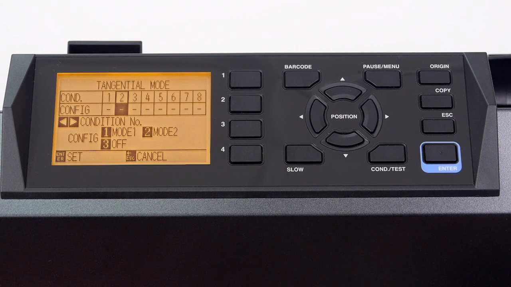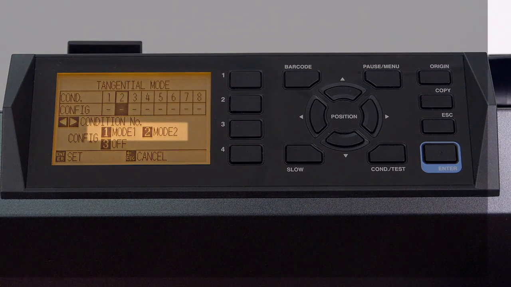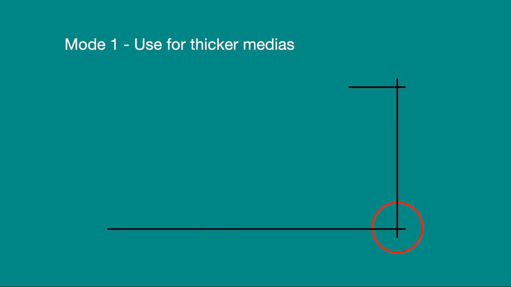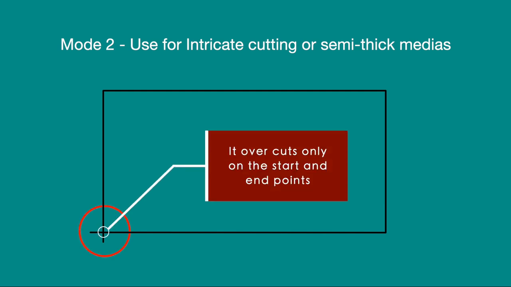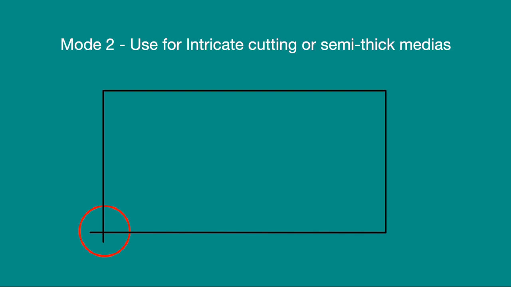Here, tangential mode provides us with a choice between two modes, mode 1 and mode 2. The difference between mode 1 and mode 2 is that mode 1 overcuts each corner, whereas mode 2 only overcuts at the start and end points. It's generally faster since it doesn't have to overcut at every corner.